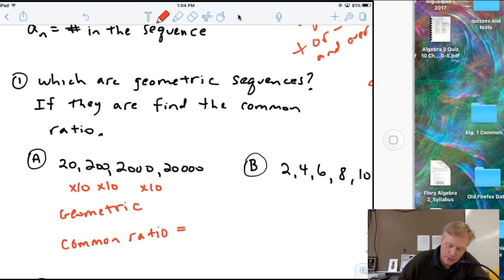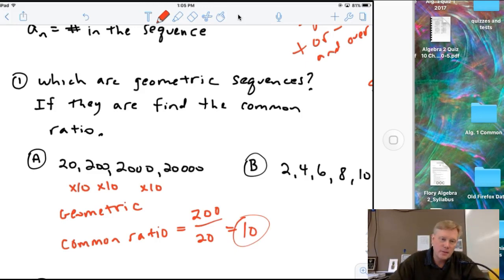the easiest way usually to do it is to take the second number and divide it by the first number. So if I took 200 and divided by 20, that's 10. Now you could also have gotten that from multiplying by 10 over and over again. That's another way you could have gotten it. But that's my common ratio. And you could have just said R equals 10. All right, so that's the first one.